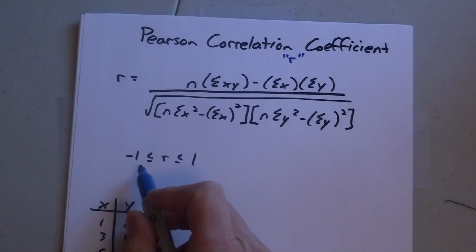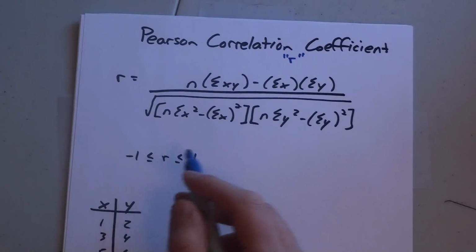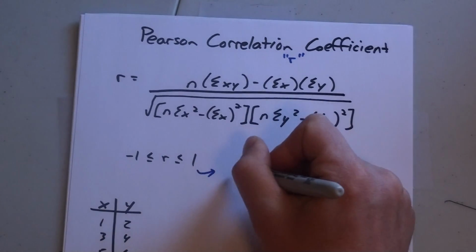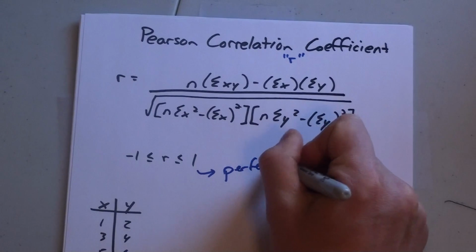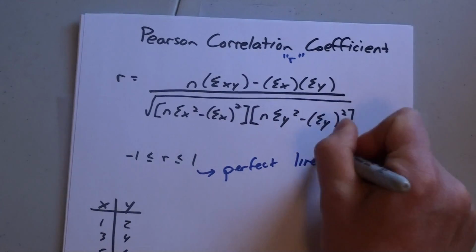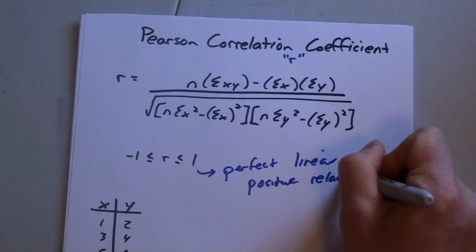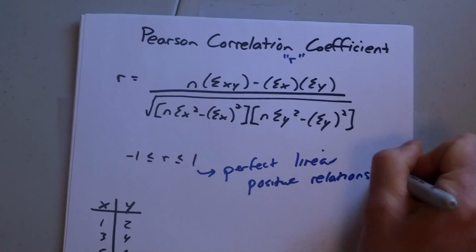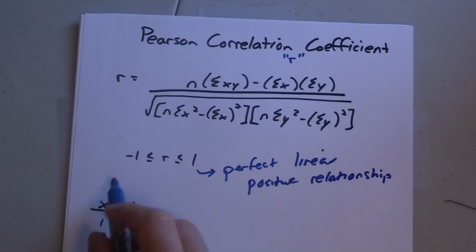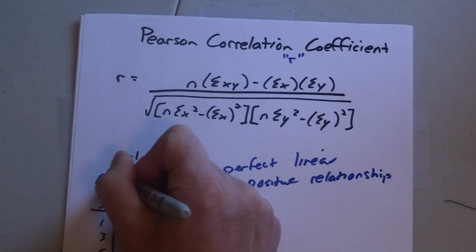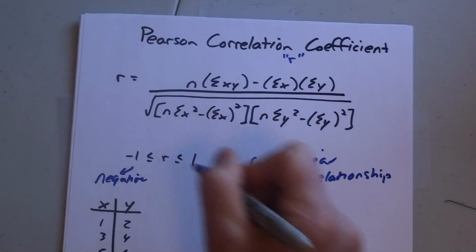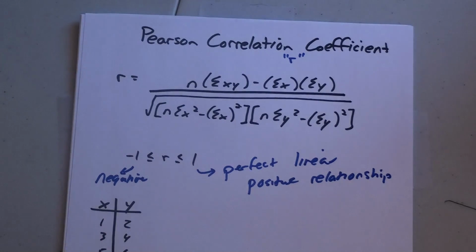Please note that the R value can only be between 1 and -1. If it is a perfect 1, this is a perfectly linear positive relationship. If it's -1, then it's a perfectly negative linear relationship. R tells you the strength of the linear relationship.